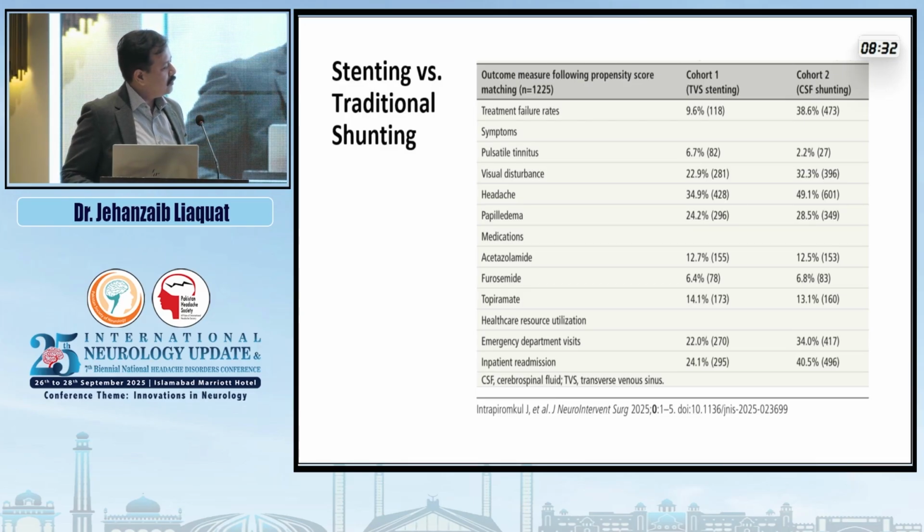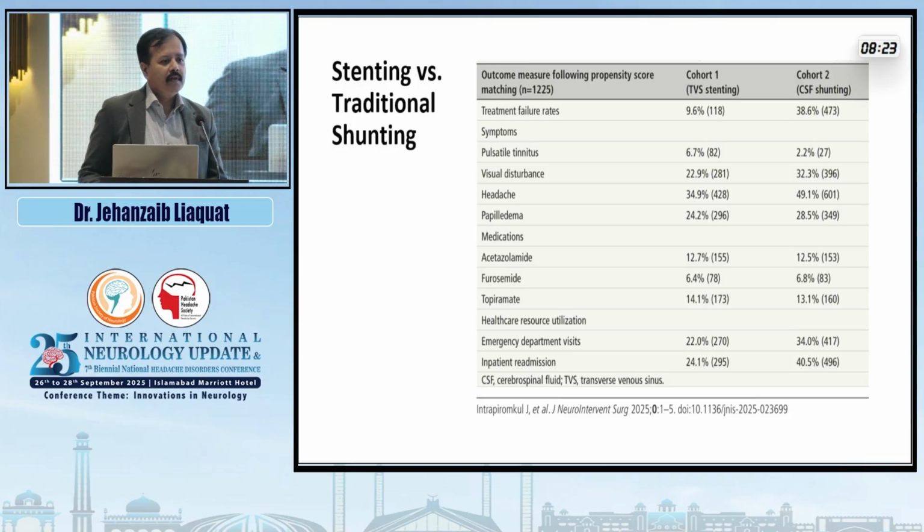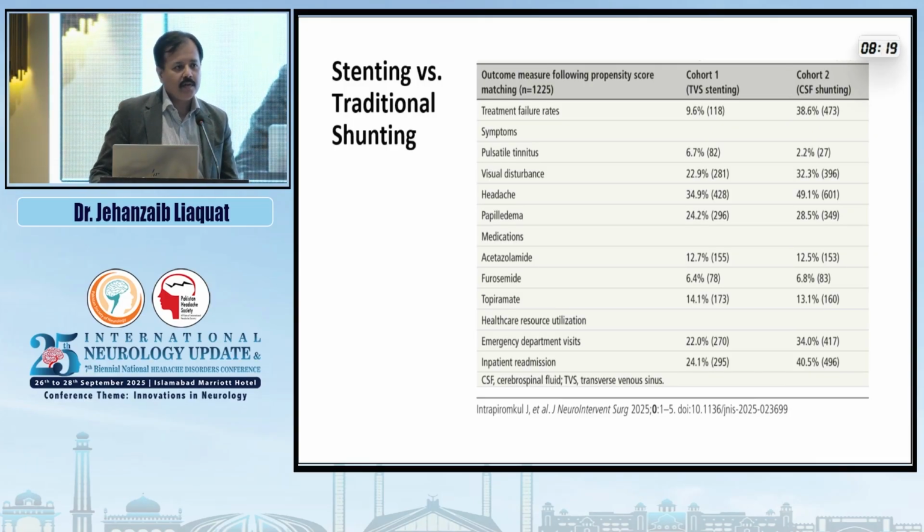So the basic difference is that the failure rate of VP shunt is at least 4 times more as compared to sinus stenting. And if we take the cost, in the same article it was written that the cost of revision, readmission, and emergency visits exceeds 5 times the cost of venous sinus stenting.